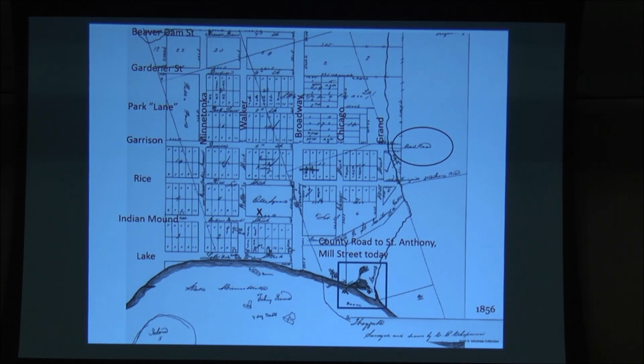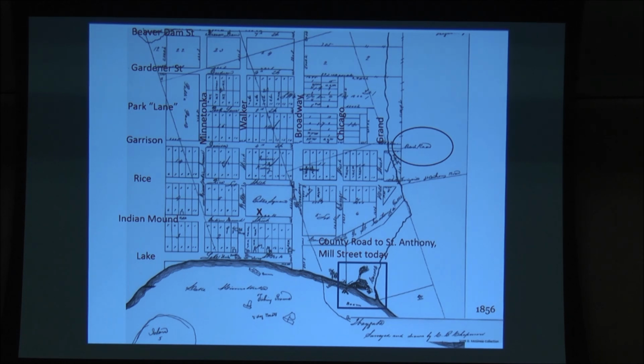Here is the cleaned up version of the plat map that we looked at earlier. And what I did in red was I put all the street names. And you recognize almost all of them, don't you? Beaver Dam Street, Gardner Street. On that map it's called Park Lane, and we just call it Park Street. Garrison Street is what we know today as Wayzata Boulevard. Rice Street, Indian Mound, Lake Street. And the streets going north and south, Minnetonka Avenue, Walker Avenue, Broadway Avenue, Chicago Avenue.